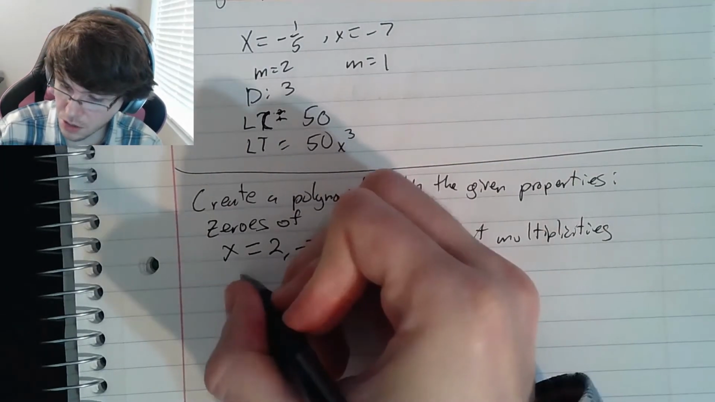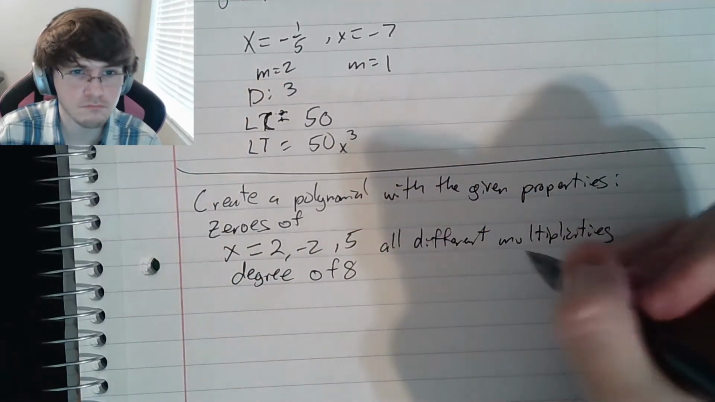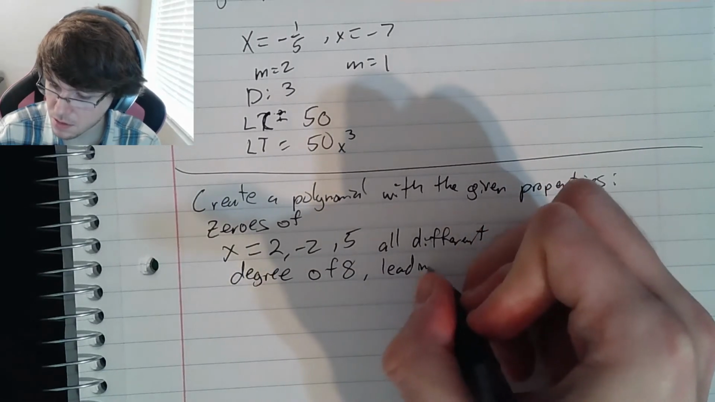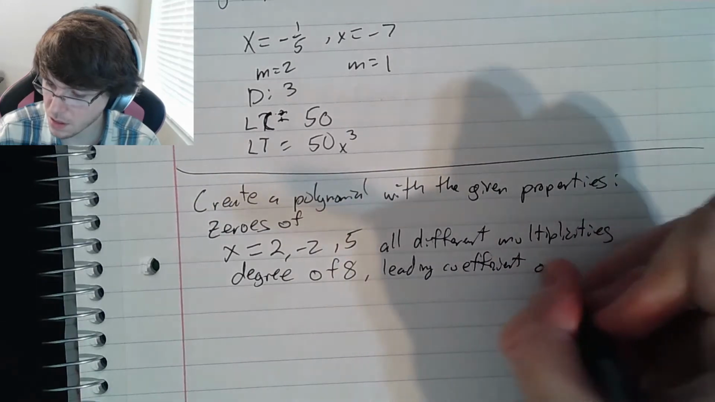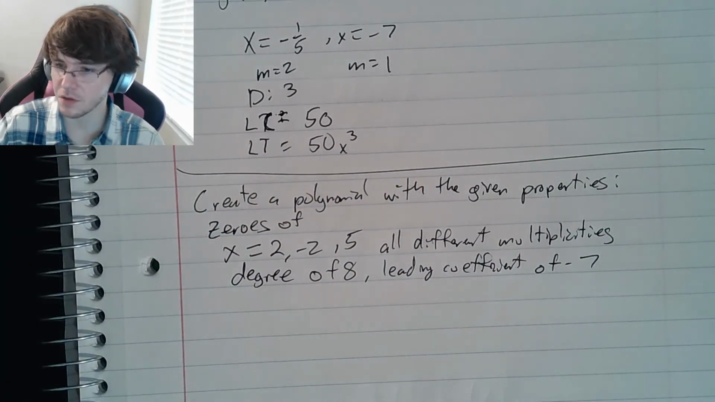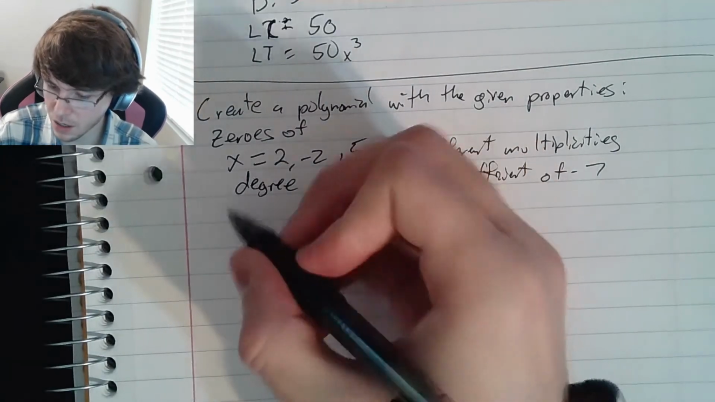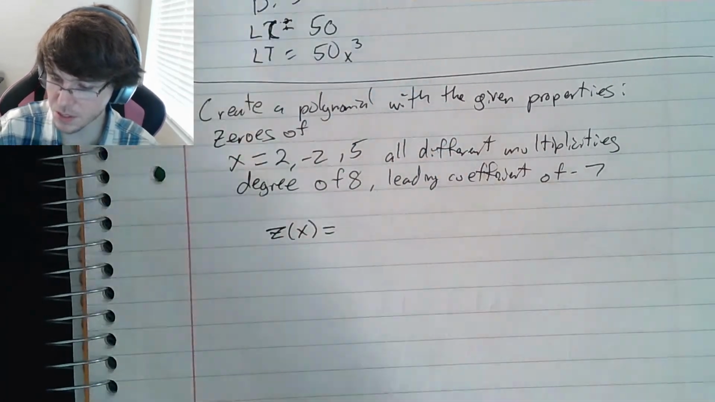An overall degree of 8, and a leading coefficient of -7. So I want all these things to be true for this polynomial. So you have to create one. So I'm going to create a letter. I'm going to choose z because I like the letter z. Z of x equals, and I need to do all these things.